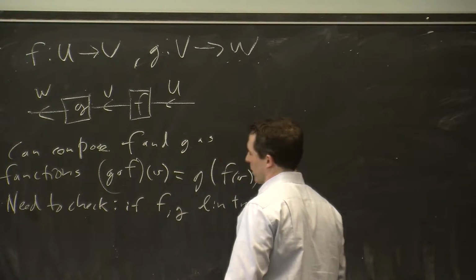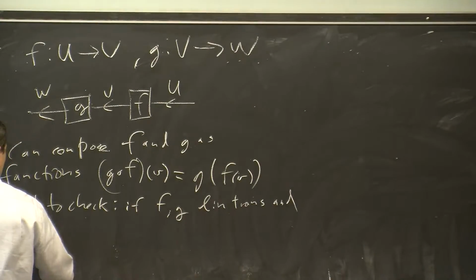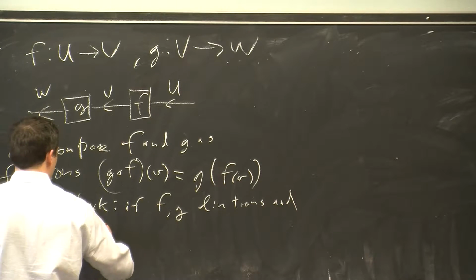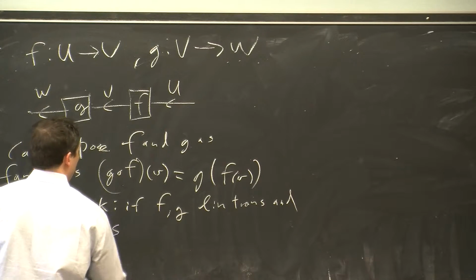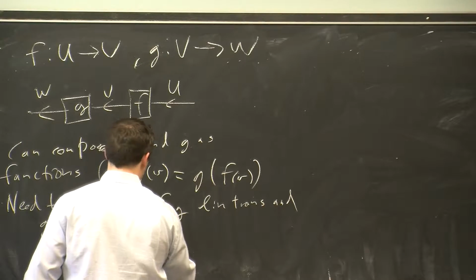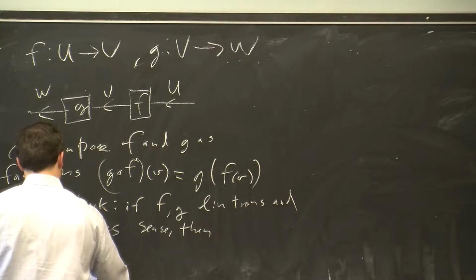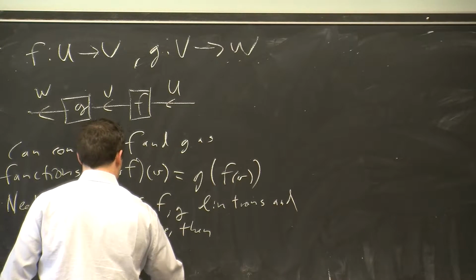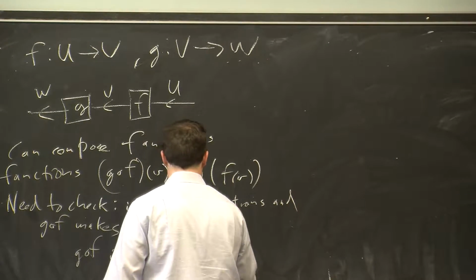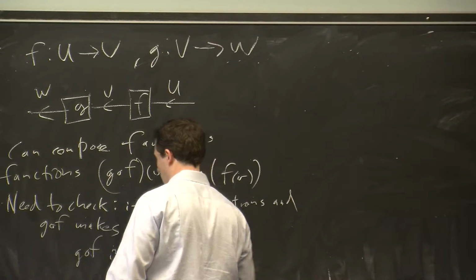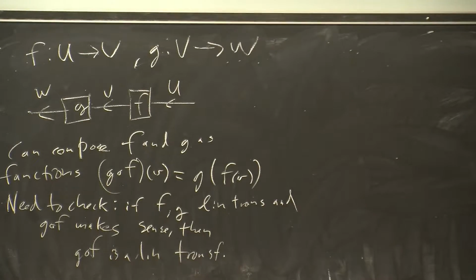If f and g are linear transformations, then g composition f makes sense, meaning that the middle matches up. Then g composition f is a linear transformation. And it won't surprise you that it is.